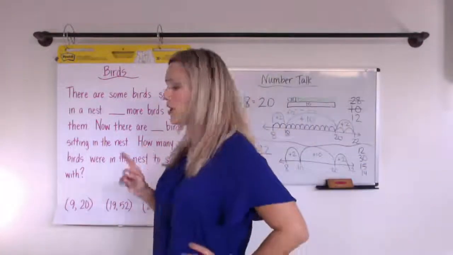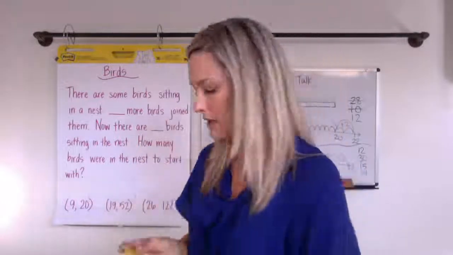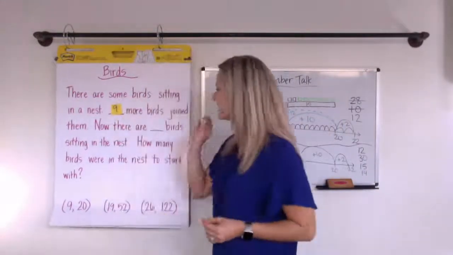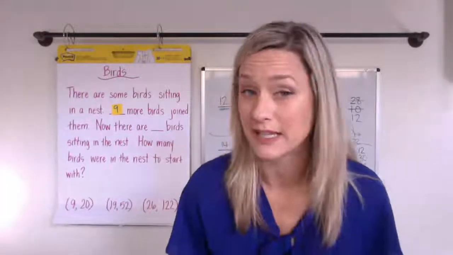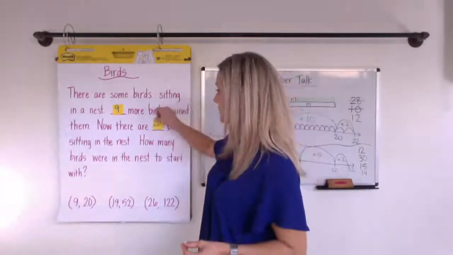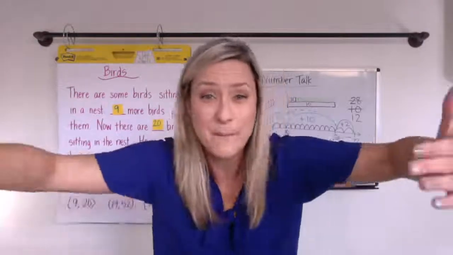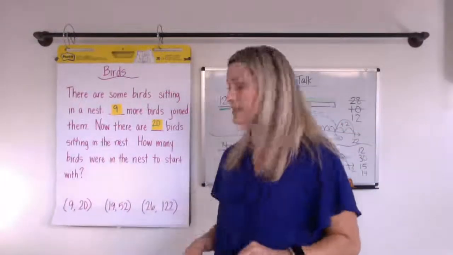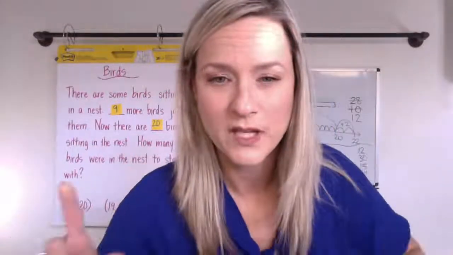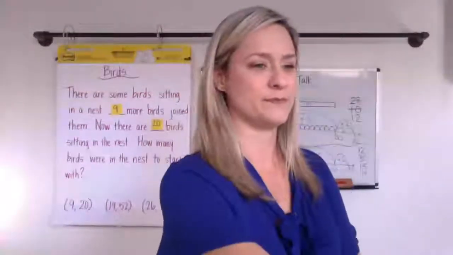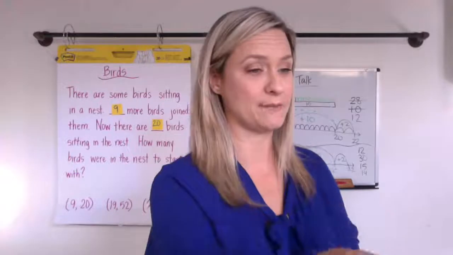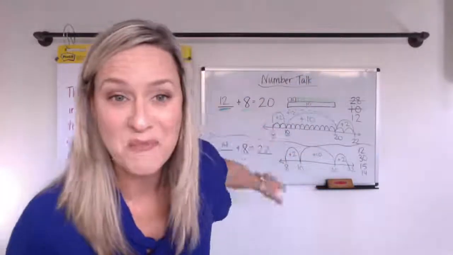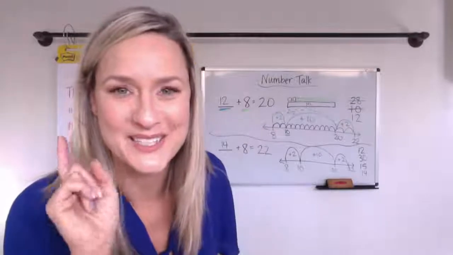Okay, let's get our numbers in there. So there were some birds sitting in a nest. 9 more birds joined them, and now there are 20 birds sitting in the nest. It must be big. How many birds were in the nest to start with? All right, kids, it's up to you. It's tool time. It's 120 chart time. It's number line time. Whatever you choose as your strategy, make sure it's your very best work.